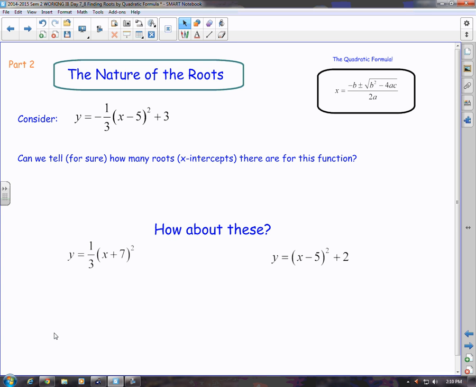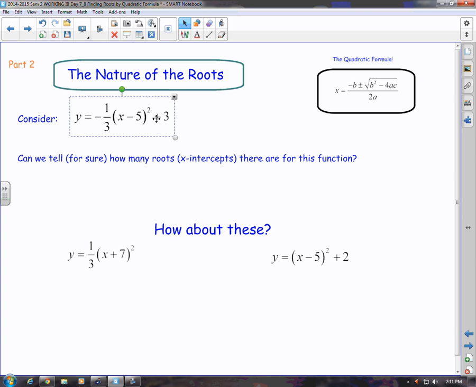And so I've just got the quadratic formula tucked up there in the top right-hand corner. You don't have to write it down again. I would just write down the title, the nature of the roots. And then we're going to look at a couple of functions and think about them. All right? So the instruction here says, consider this particular function. And we want to analyze the parts of the function and see if we can visualize, or at least use our brains to think about, can we tell for sure how many roots or x-intercepts there are for this particular function, this one here.